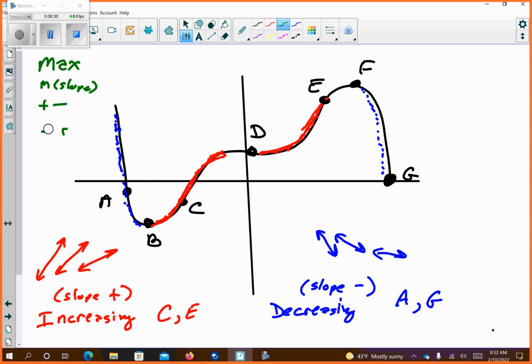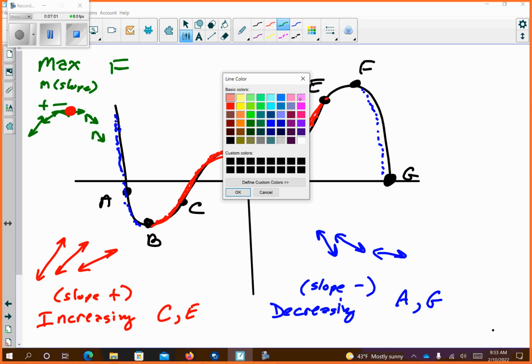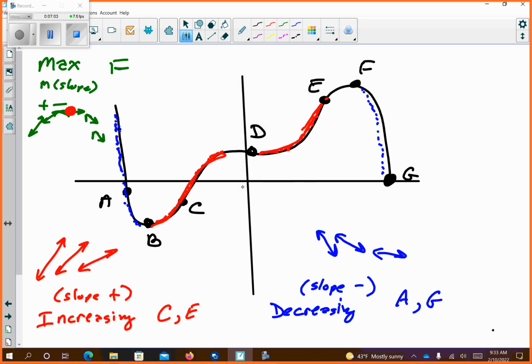I need to erase something. I just put something wrong. So the max, so if you think about with this line, if I had a bunch of tangent lines, I have a positive slope like this, and then I have a horizontal slope, and then starts going down. The max happens right here. So the max on this one would be point F. That's a max. All right, let's choose a color I haven't used. Let's go with something fun. Ooh, that's a good color. I like that. All right, so let's talk about a min.